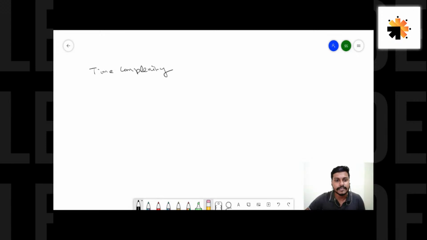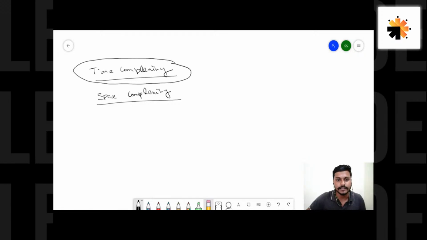Pardon my handwriting, guys. Okay, time complexity, and one more thing is space complexity. I hope you are able to understand whatever I'm scribbling here, so that's why I'm also saying it loud. So time complexity and space complexity are the two things, and we concluded that time complexity is the major concern here. Got it? Okay. So let's get into time complexity.